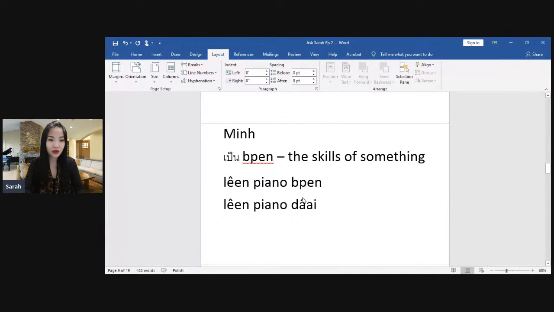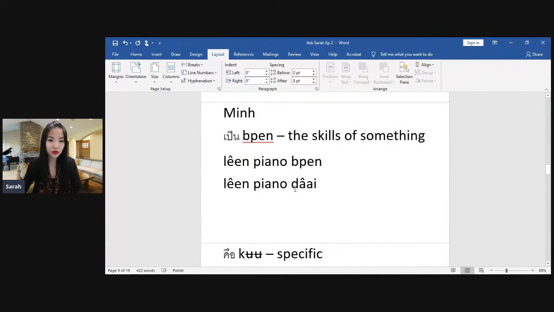Okay. However, if I add the word ไม่ here, เล่นเปียโนไม่เป็น, เล่นเปียโนไม่ได้, this one will be different. So if you use it as an affirmative sentence, it means the same. It means I can play the piano.